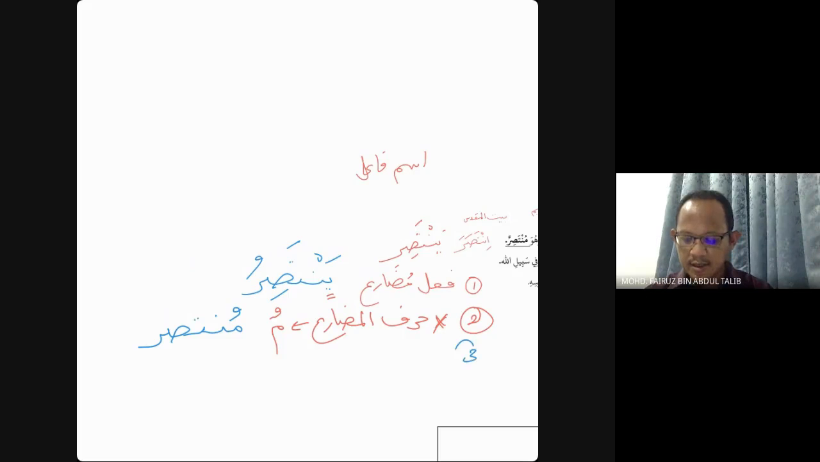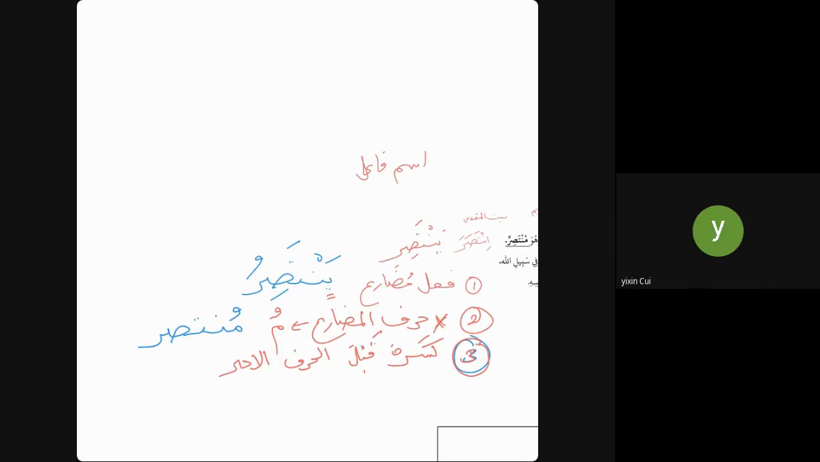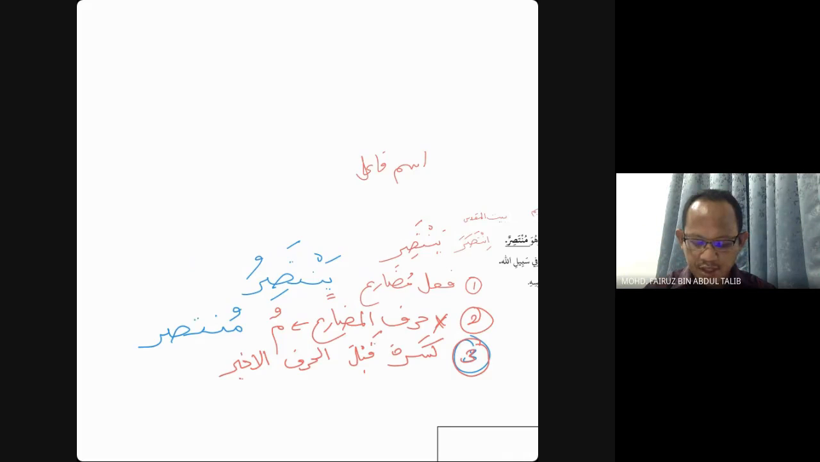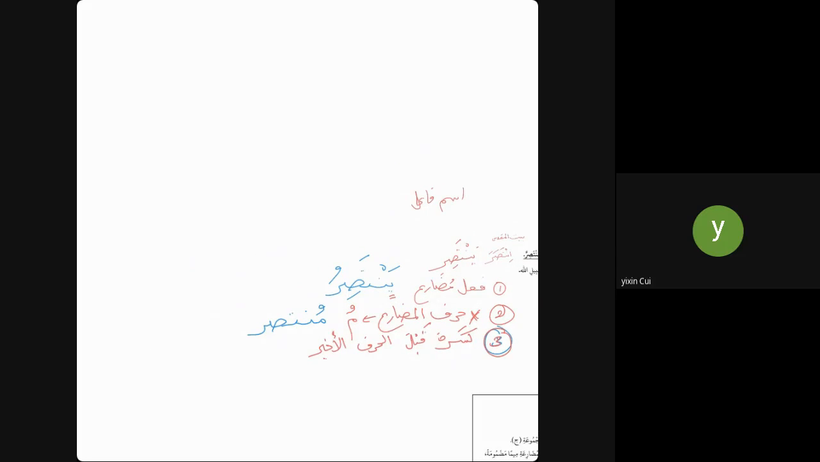Step number 3, which is the last step: make sure you put a kasrah before the last letter. Qabla means before, al-harf al-akhir, the last letter. So what is the last letter in this word? Ra. So the letter before the ra is the sad, and you need to have a kasrah there.